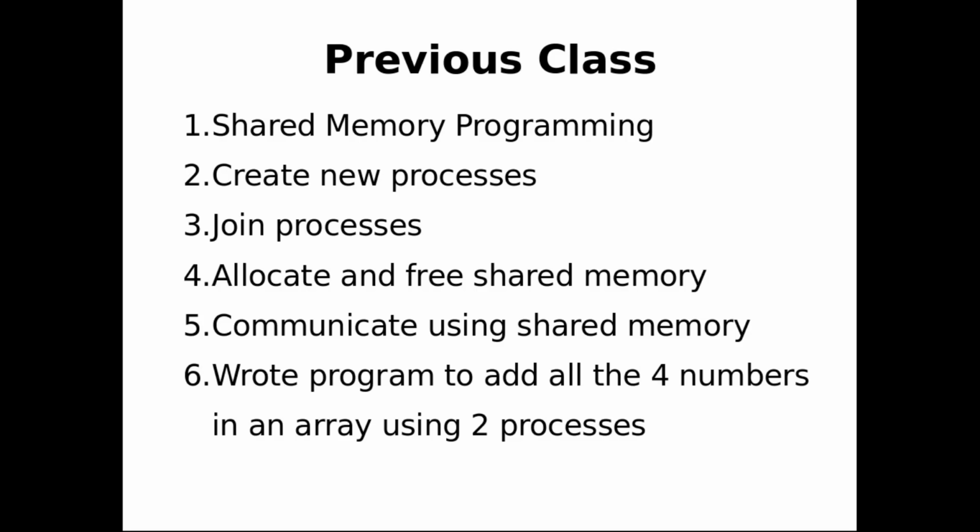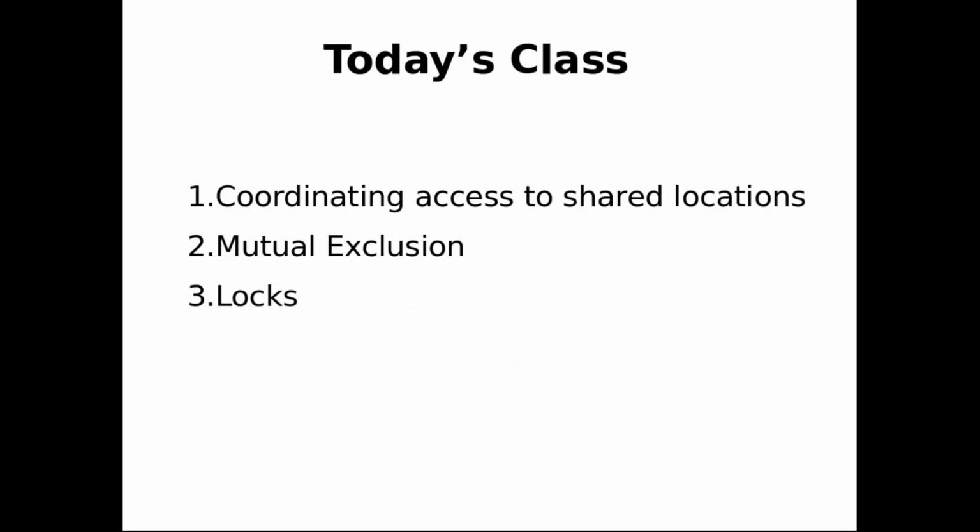In the last class, we talked about shared memory programming, and we saw how to create new processes in Unix, how to join processes, and how to allocate and free shared memory. Then we saw how to communicate using shared memory, and we wrote a program to add all the four numbers in an array using two processes. In today's class, we will see how to coordinate access to shared locations, and we'll talk about mutual exclusion and locks.